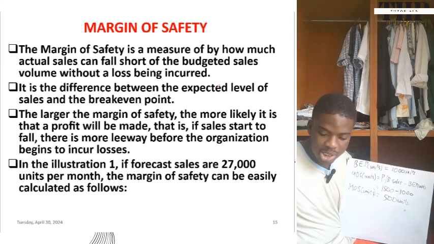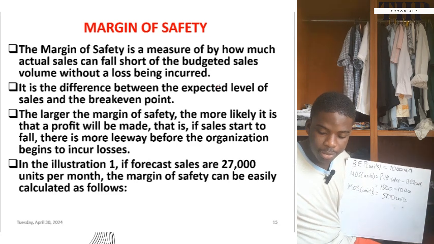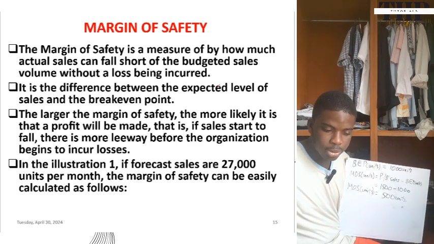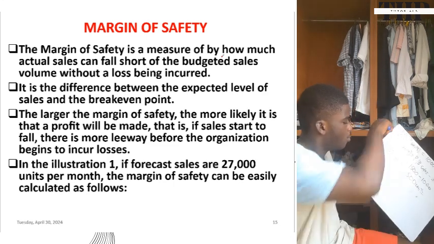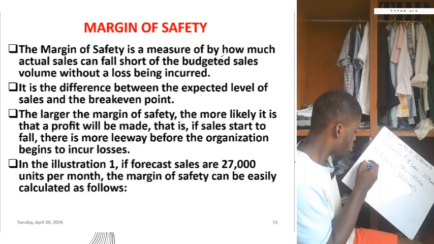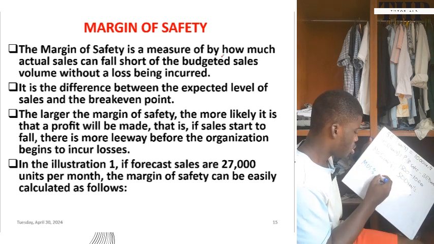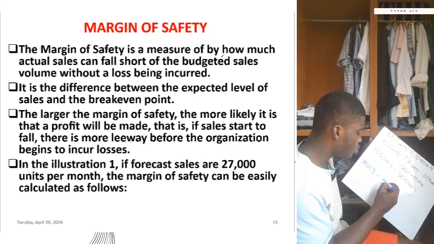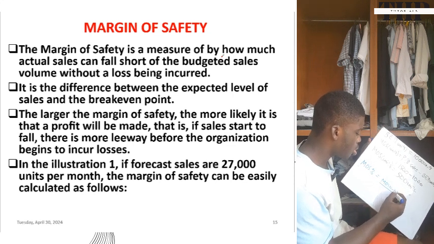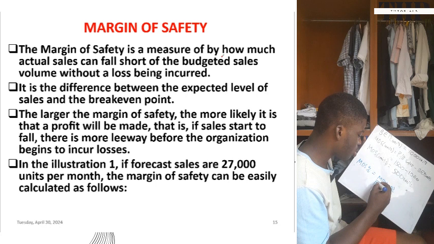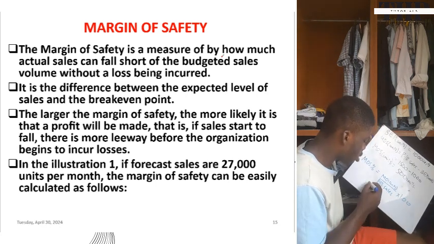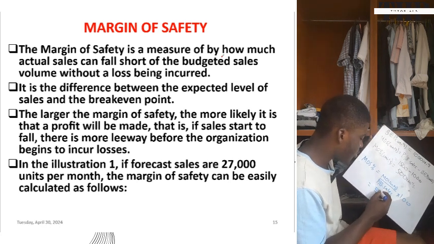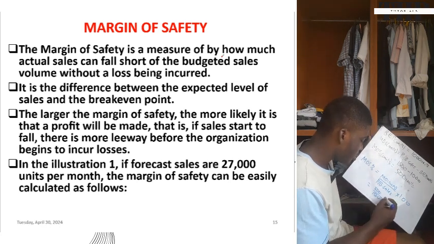Now, how do you express this margin of safety as a percentage? To do that, it will be the margin of safety in units over the projected or budgeted sales, times 100. This will have given us 500 over 1,500 times 100.